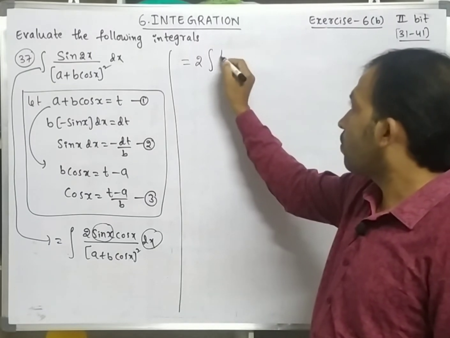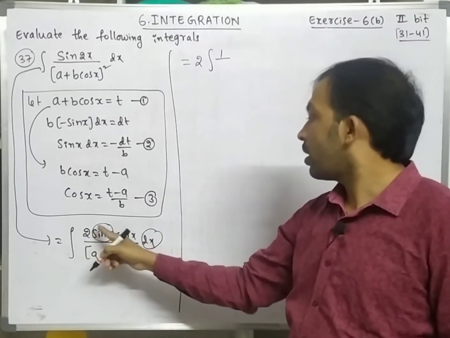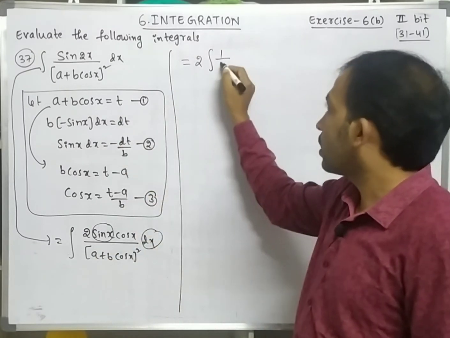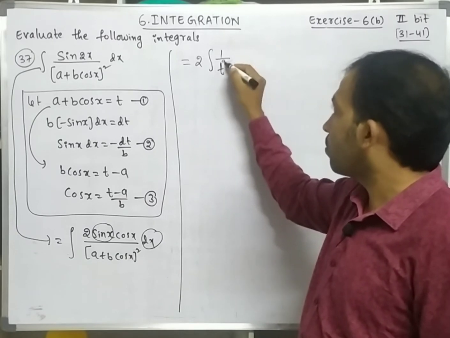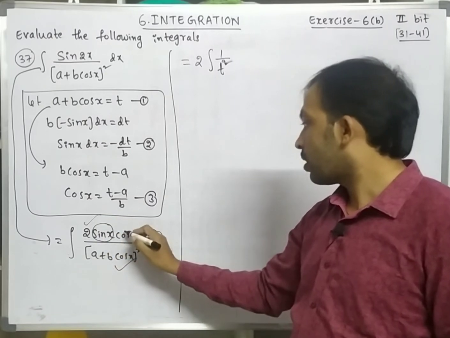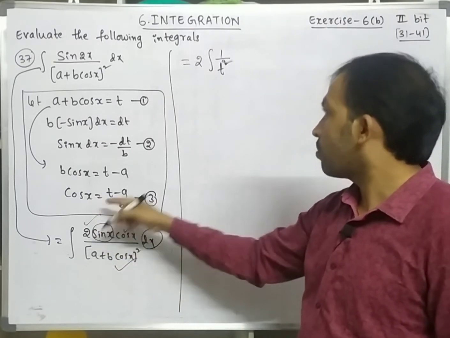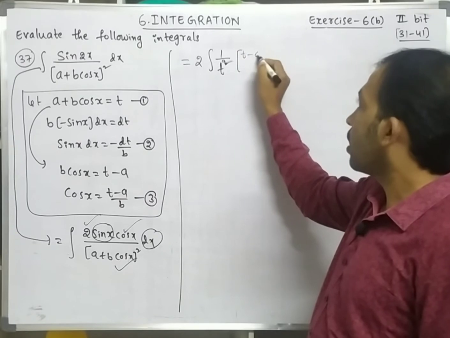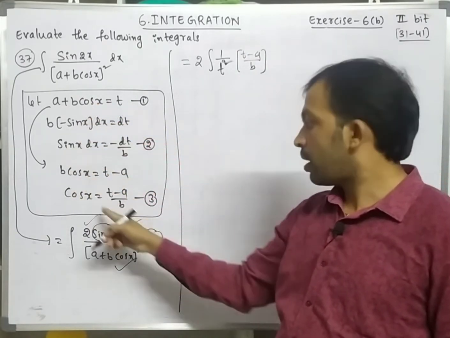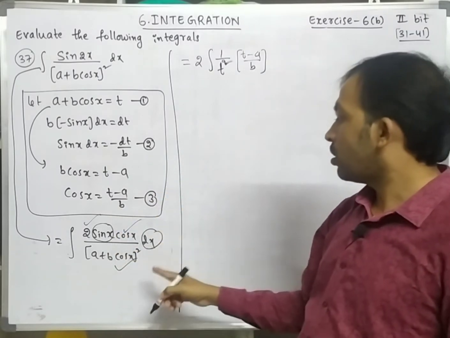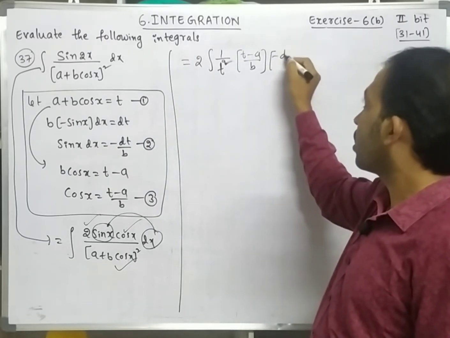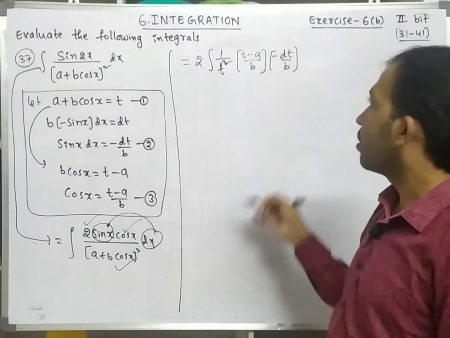Now first of all, 1 by (a plus b cos x) whole square, that is t square. So this is completed. Next, cos x, what is cos x from here? It is t minus a by b. The cos x value from this one is (t minus a by b) into sin x dx, and sin x dx is minus dt by b.